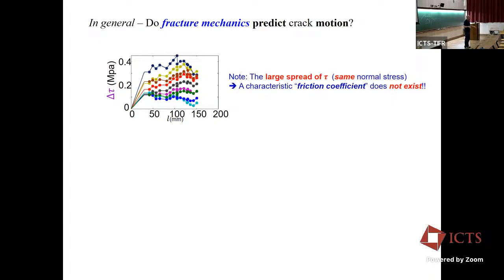It could slide. So there's no characteristic value of this delta tau or something that would cause anything to happen. I'll show you more data on that in a second. But what is the effect of the different stresses?